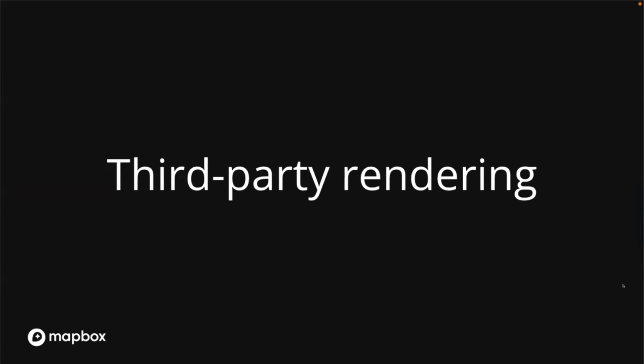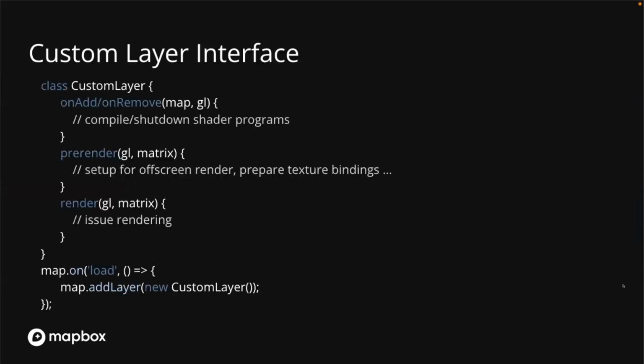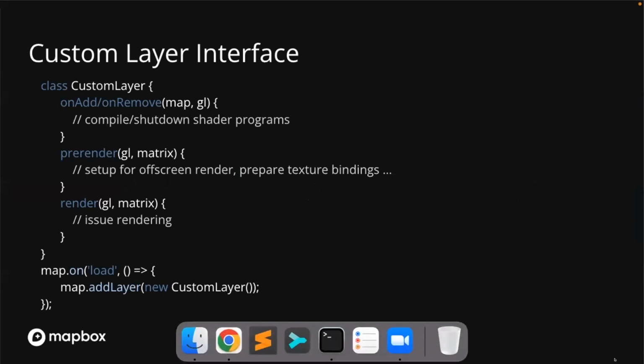and helpful for developers that know a little bit more about WebGL and how to develop shaders and their own rendering stacks. So custom layers are just a specific kind of layer that allow a user to render directly into the context, the rendering context.